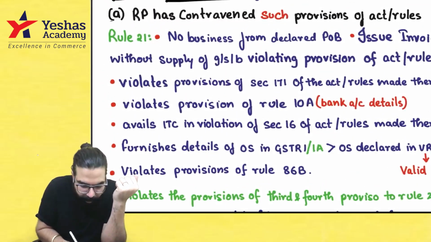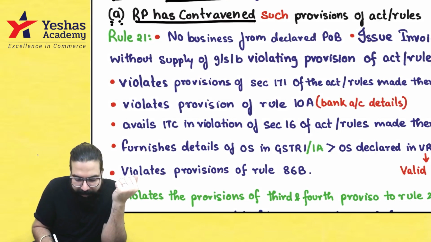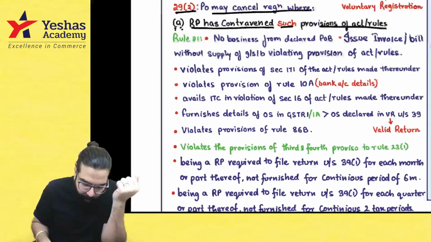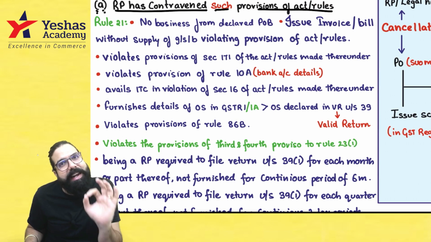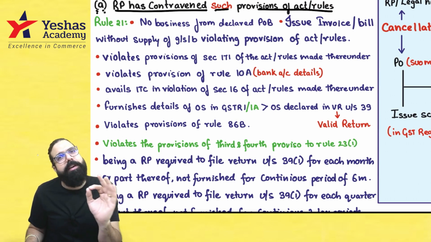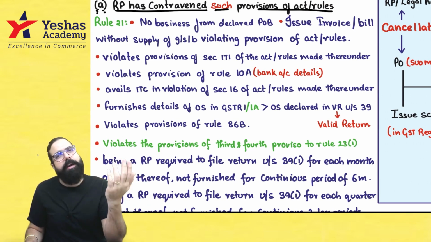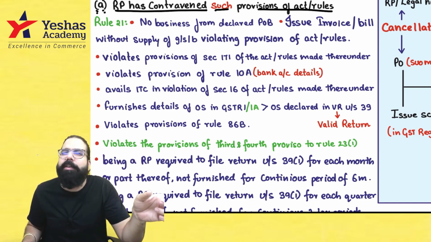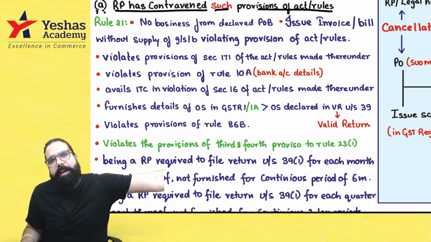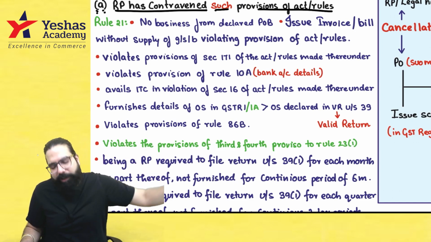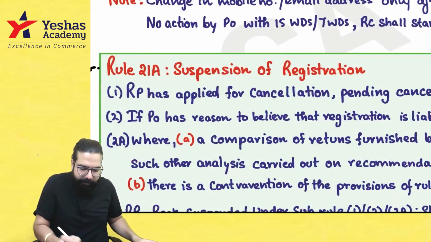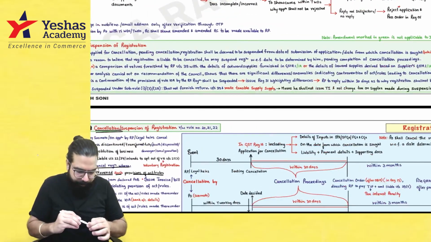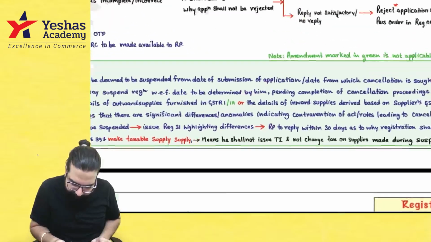Listen. A registered person has contravened such provision of the act or rules. Now they have told that wherever in the act GSTR 1 was written, now after GSTR 1, GSTR 1A has been added. Sir, what is GSTR 1A? Don't worry about it. When I reach the last return chapter, I'll talk about GSTR 1A. So, sir, where should I make the change? See, in suspension, one place was there. Here, listen.